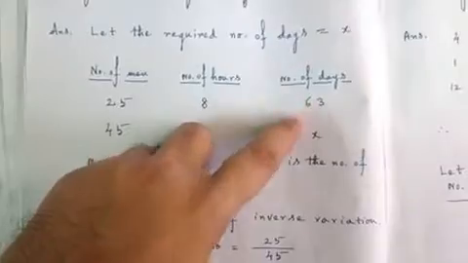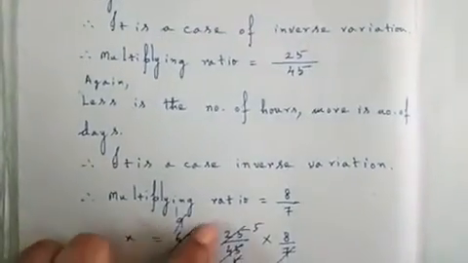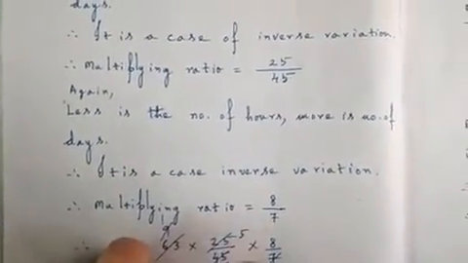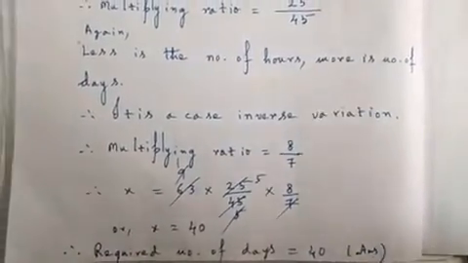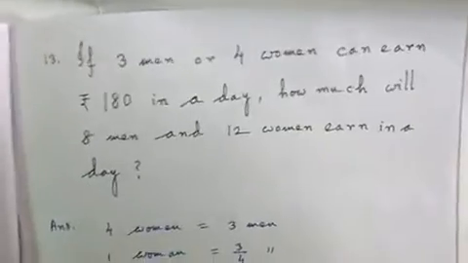So x is equal to 63. What is above x? Into the two multiplying ratios, 25 by 45 into 8 by 7. So after calculation we get x is equal to 40. So the required number of days is 40 days. Now let's take another sum.